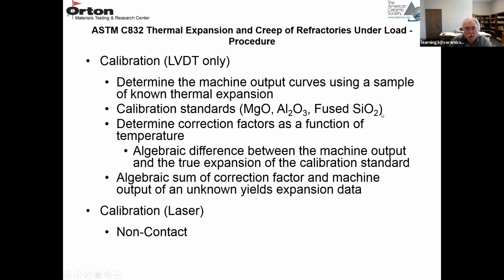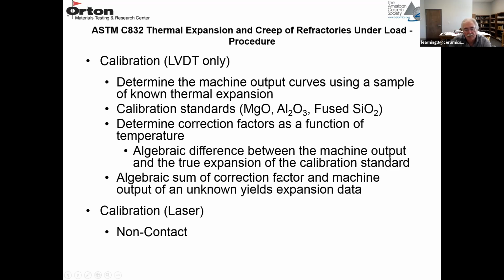You try to match the expansion of your standard to the expected expansion of your unknown sample to get a more accurate measurement. You determine the correction factors as a function of temperature, just like in a dilatometer. And the correction factors are just the algebraic difference between the machine output and the true expansion of a calibration standard. So that difference is added or subtracted to the actual curve when you run a sample.